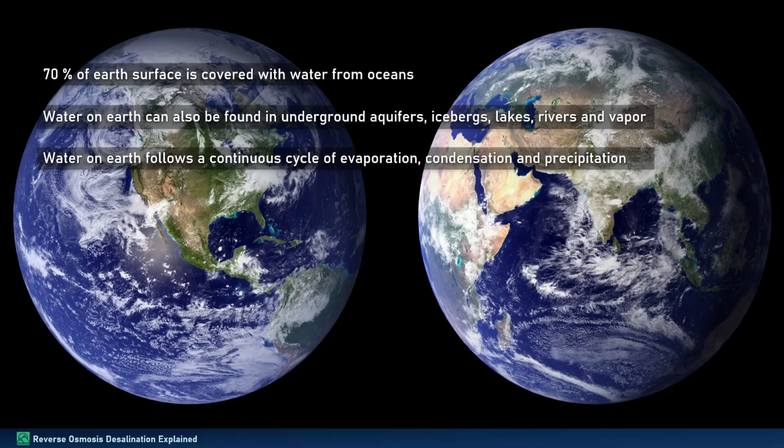It follows a continuous cycle of evaporation from the Earth's surface, condensation in the atmosphere, and then precipitation as rain and snow. You might think that we have a lot of water, which is true, but how much of it is usable?